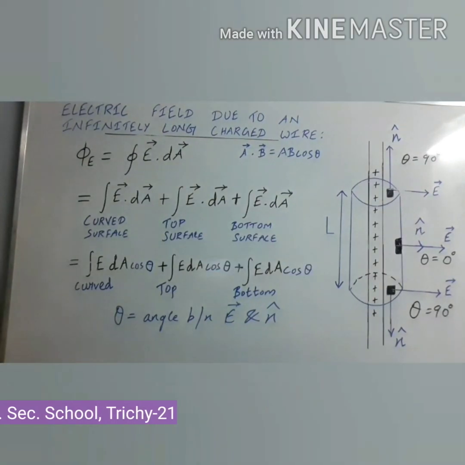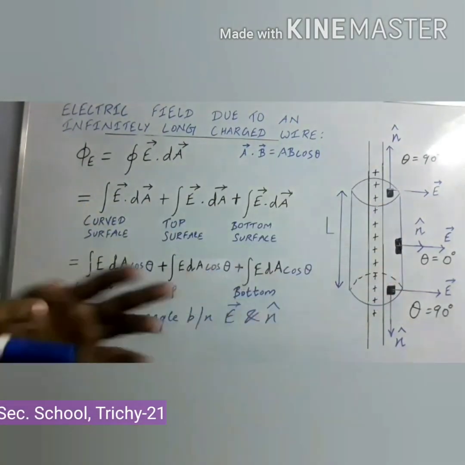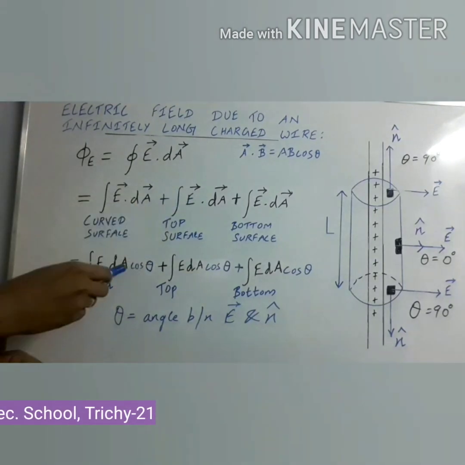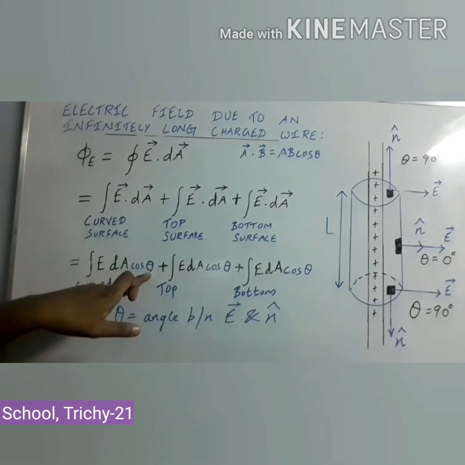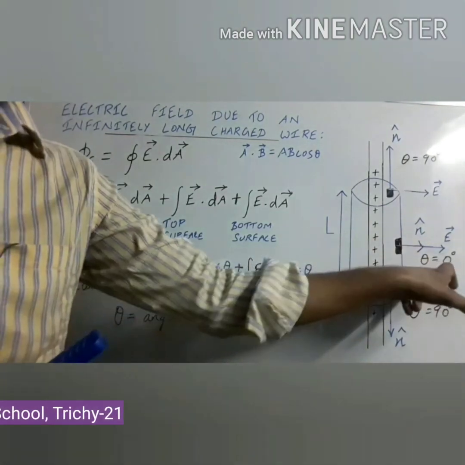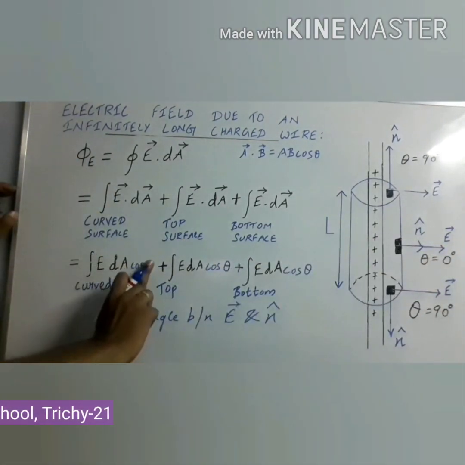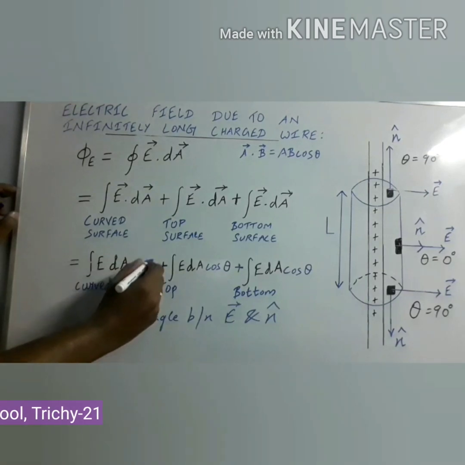The values of the angles at the three surfaces we have found can be substituted in the expressions. First, in a curved surface, what is the value of theta? In a curved surface, theta is equal to 0 degree. So instead of theta, I am going to apply the value 0.